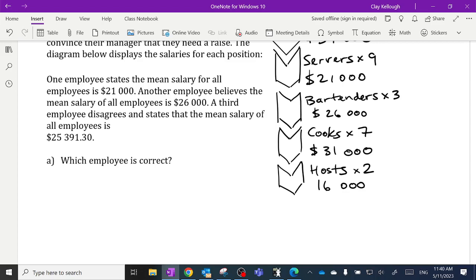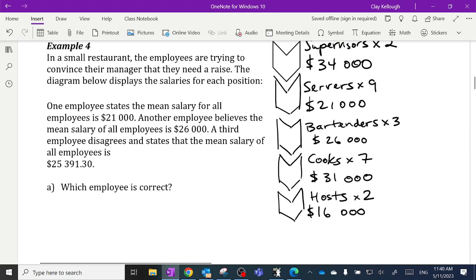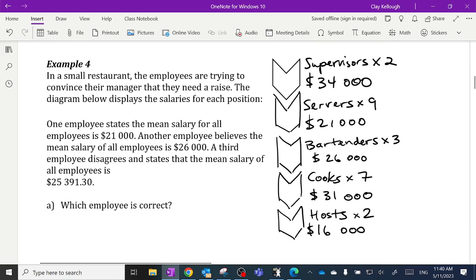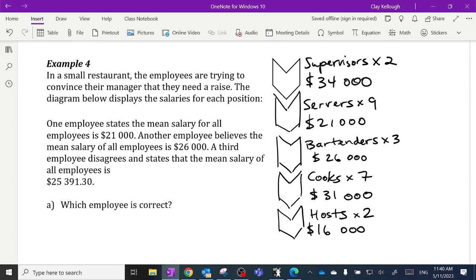So you didn't have to copy this down. This was in your booklet. It just, for some reason, kind of got lost when I copied it to my notebook page here.